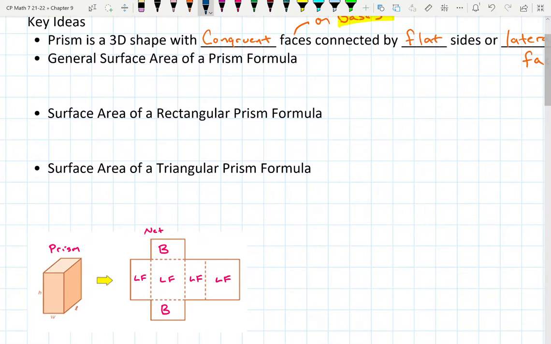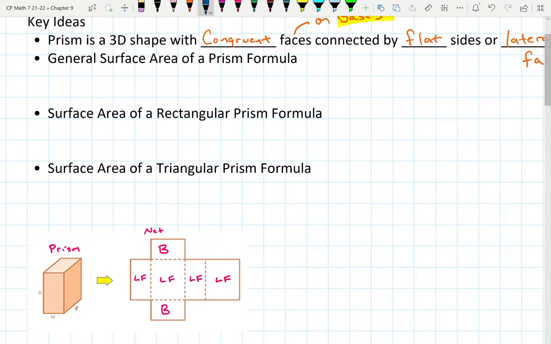All right, so let's get into the actual formulas. You need to know three specific formulas. The first one is the general surface area of a prism formula. General means that we can switch the shapes on you. A rectangular prism has a rectangle for the top and bottom, or the bases.